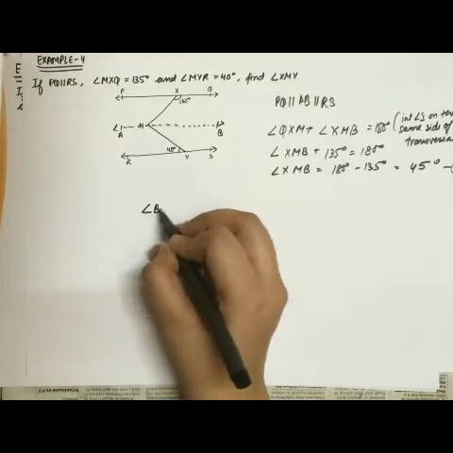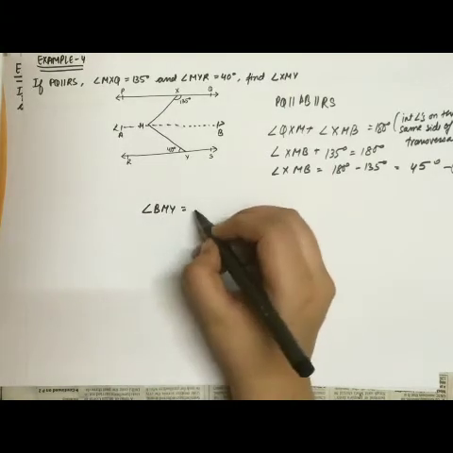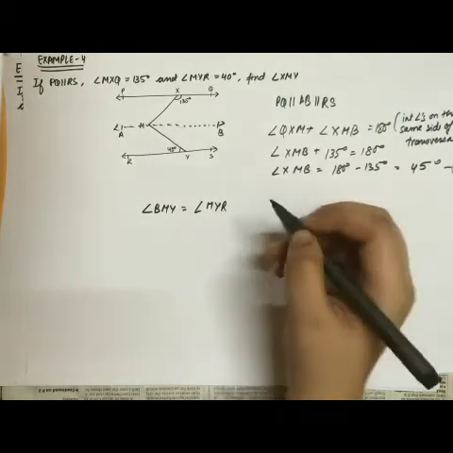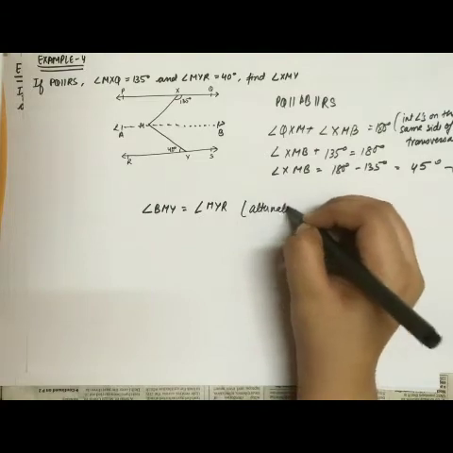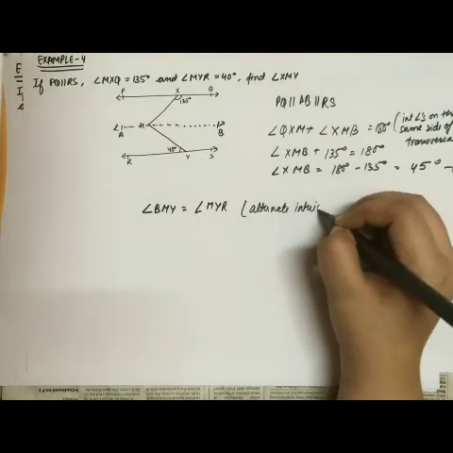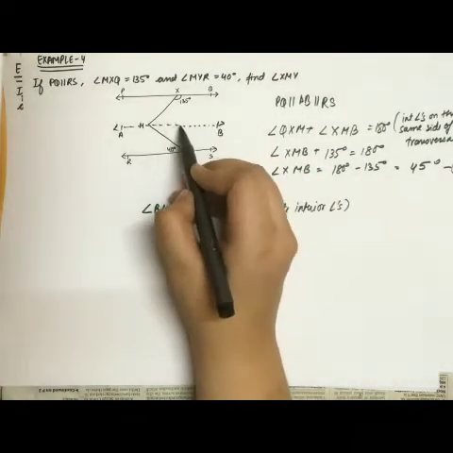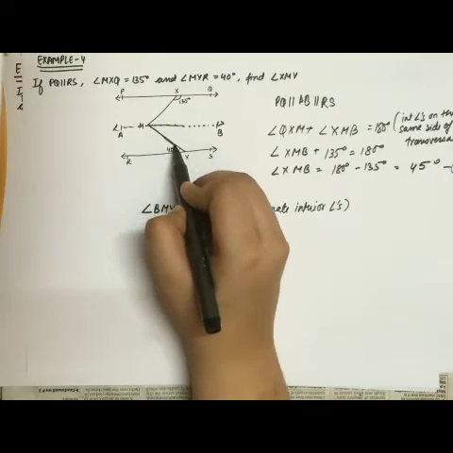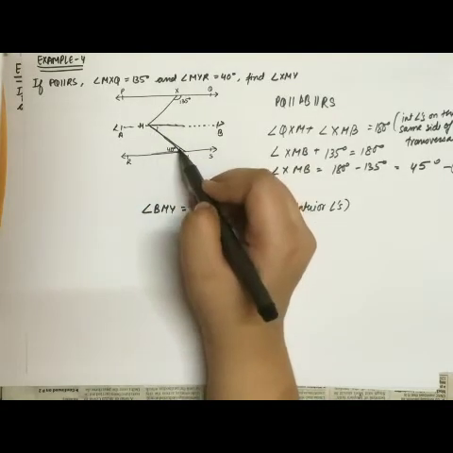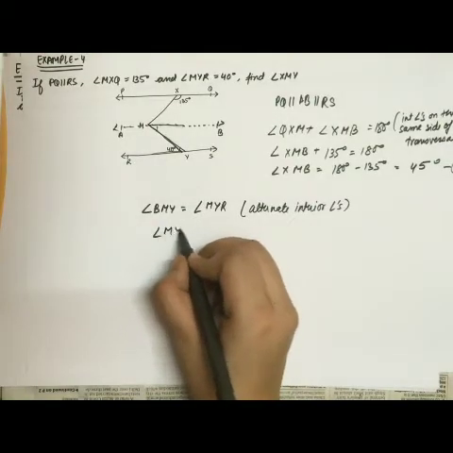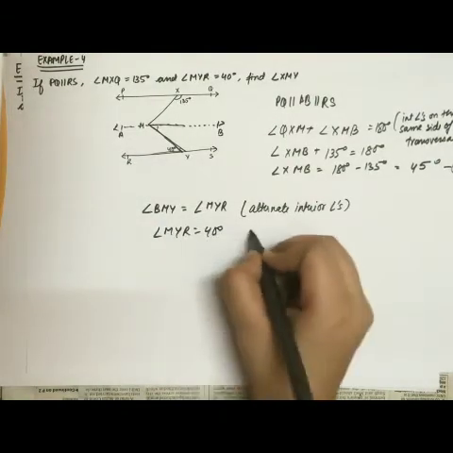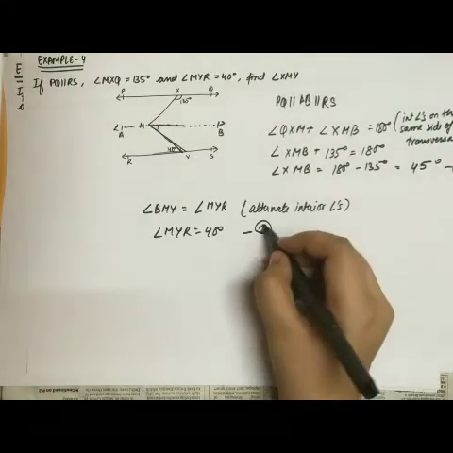Now similarly, angle BMY is equal to angle MYR. Why? Because of alternate interior angles, as they form the shape of Z. So these will be same, which is equal to angle MYR will be equal to 40 degree. We'll mark it as 2.